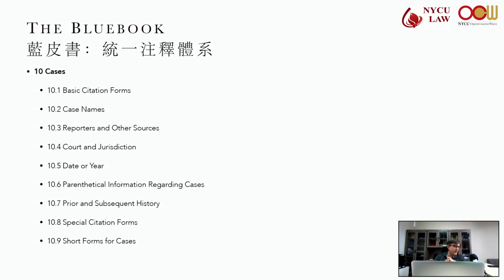Now, order of parentheticals. This is 10.6.4. There is a specific order after parentheticals, right? This is after the year of the case. We start with the weight of authority parentheticals. Then we go to quoting or citing parentheticals. Then we go to explanatory parentheticals. And we discussed this in Rule 1 as well.